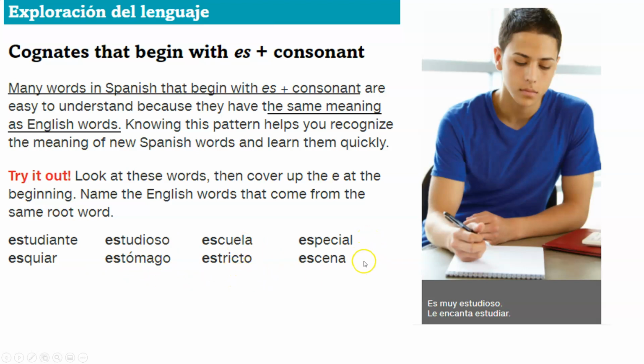Especial, special. Escena, scene. So that means you could understand these two sentences without even having learned the words. Es muy estudioso. He is very studious. Le encanta estudiar. He likes to study.